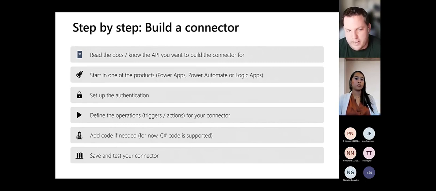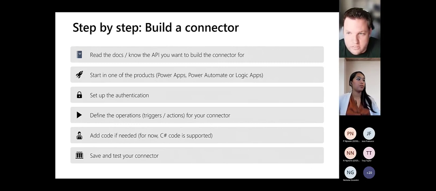And when you're done setting up the authentication, it's time to define the operations. So then you really want to start creating the triggers and actions for your connector. You have to think about what types of triggers you want for your connector. For instance, if you look at the Outlook connector, there's a trigger called when an email arrives in your inbox. And that's something that you should figure out before you start building your connector. You need to think about what could be a trigger for you.